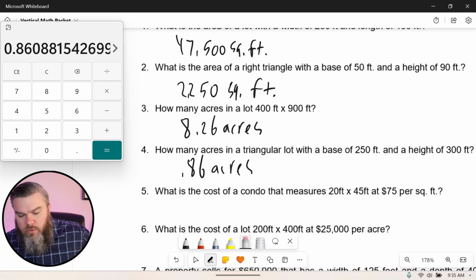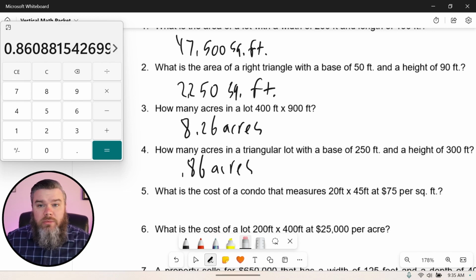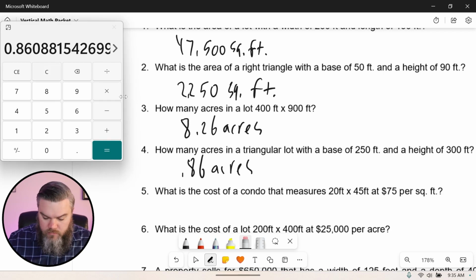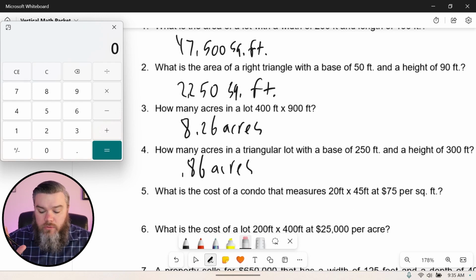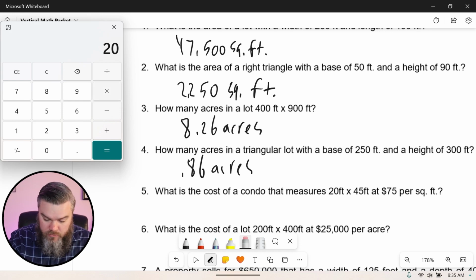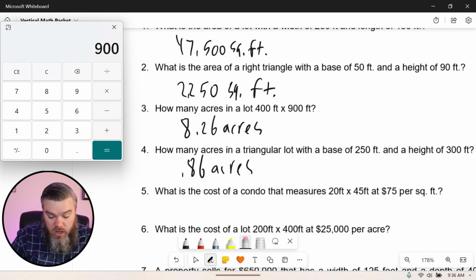Here's where we get into some of the cost analysis, because sometimes you will be dealing with, okay, you found the square footage, multiply it by cost per square foot or something like that. So that's what we've got here. What is the cost of a condo that measures 20 feet by 45 feet at $75 per square foot? Okay, well, I'm not going to draw the rectangle here, but if the condo is 20 times 45, that means it is a 900 square foot condo.